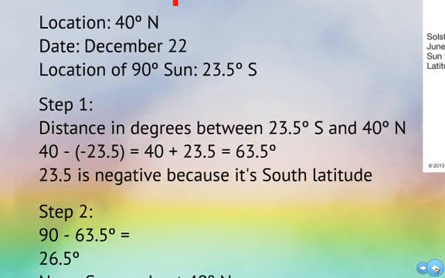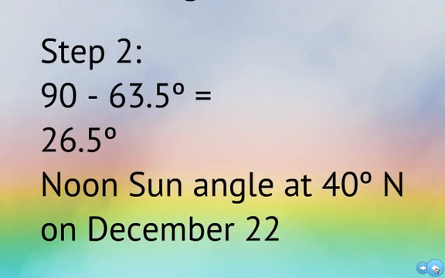Now the steps are just like they were in the first example. So first we want to find the distance in degrees between 23.5 degrees south and 40 degrees north. So we take 40 minus a negative 23.5. The 23.5 is negative this time because it is south of the equator. So two negatives equal a positive, and 40 plus 23.5 equals 63.5 degrees. Alright, and now we just take 90 degrees minus 63.5 degrees, and we get 26.5 degrees. And so that's the noon sun angle on the winter solstice for 40 degrees north.